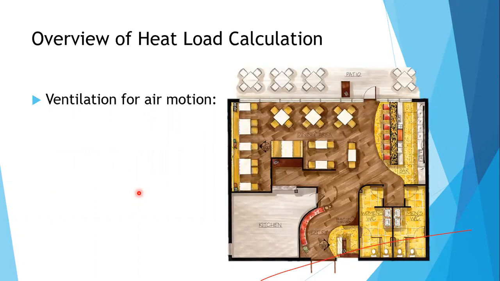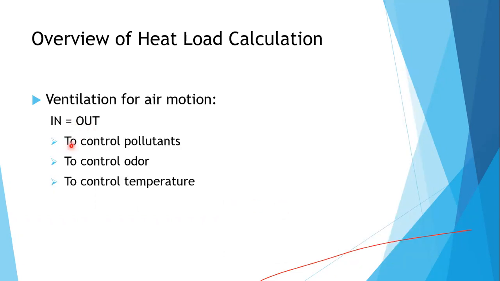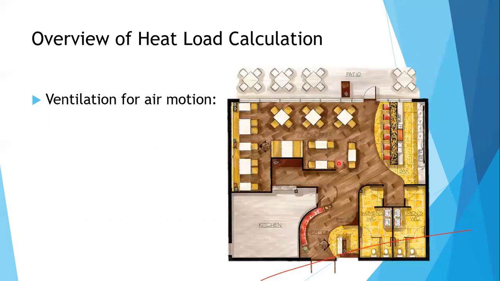Example. One example here is this is a restaurant. Restaurant, you have your dining area here, you have your bar, you have your toilet, and you have your kitchen. Okay, let's go one by one. We want to control the pollutants. Where are the pollutants here in the restaurant? The pollutants, of course, are from the outside. The dust from outside, we don't want them to go inside.